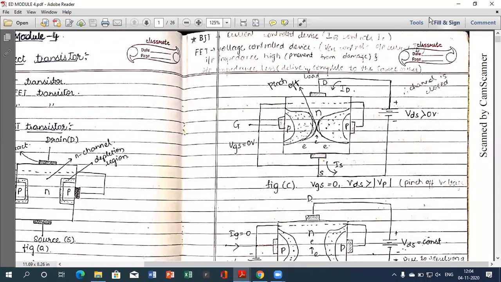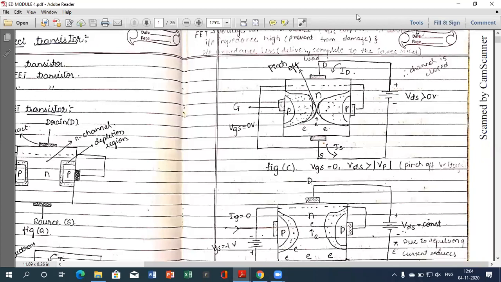Now look at this figure C here. In this figure C, we have changed the condition. That is, we have kept VGS the same at 0 volts, but we have increased the VDS to a particular voltage, and we call it the pinch off voltage. Now we will check what happens to the channel and to the depletion layer across the PN junction when we go on increasing the VDS voltage to a maximum value, which we call the pinch off voltage. Now look at this diagram here.